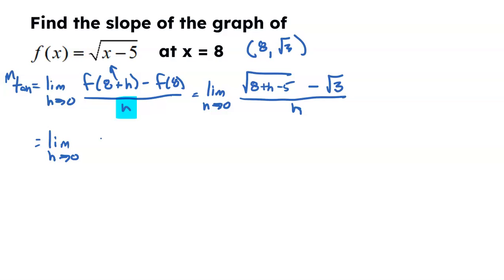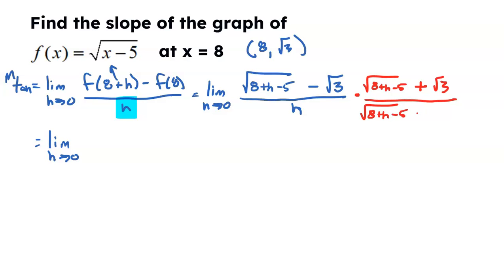So let's see here. What can I possibly do? Okay. This is a pretty advanced algebra technique, so pay attention. You're only going to ever use this technique when you're working with square roots. We're going to multiply by the conjugate. The conjugate is the square root of 8 plus h minus 5 plus the square root of 3. Now, in a moment, you're going to see why multiplying by the conjugate is so awesome. But I can't just multiply the numerator, because that actually changes it unless I also multiply the denominator.